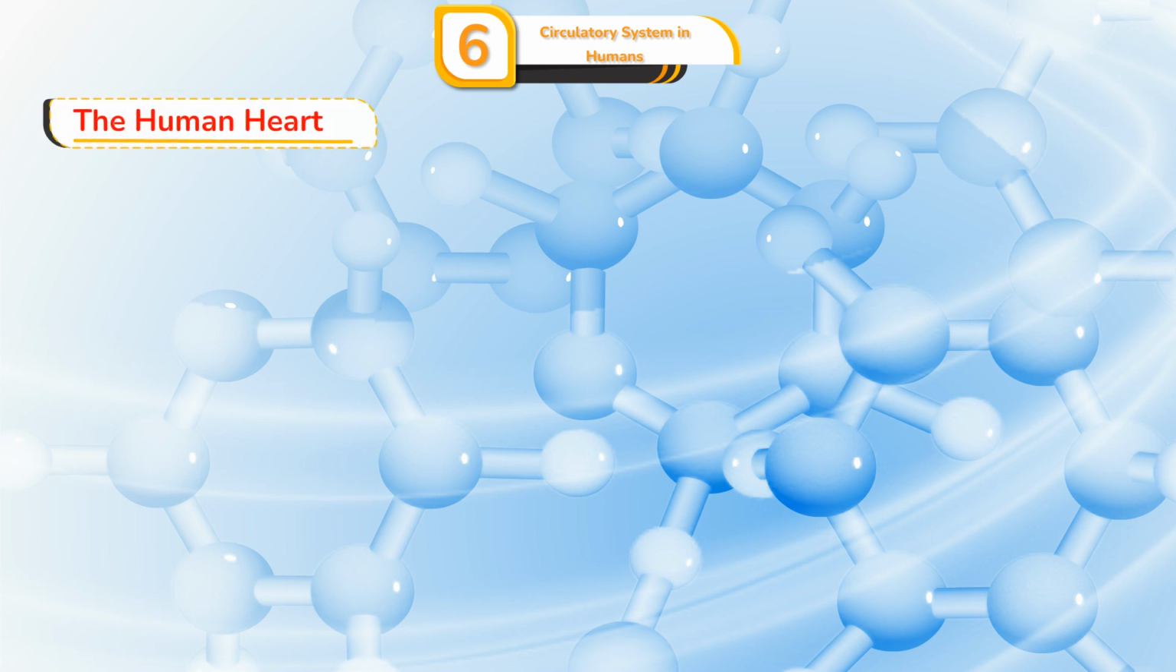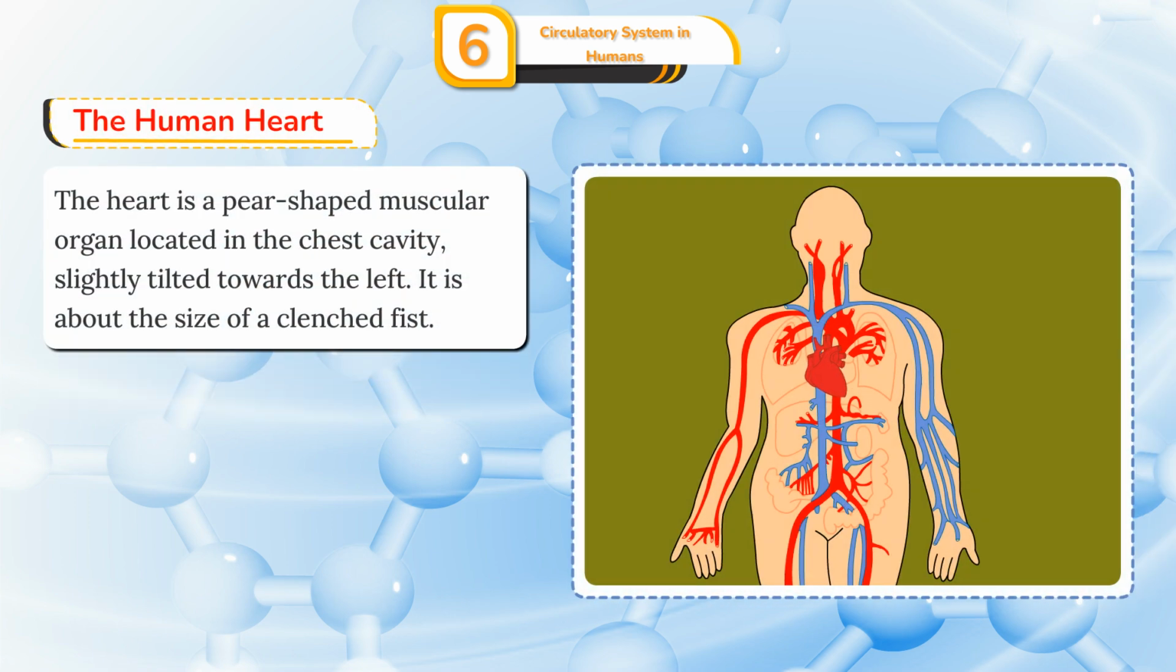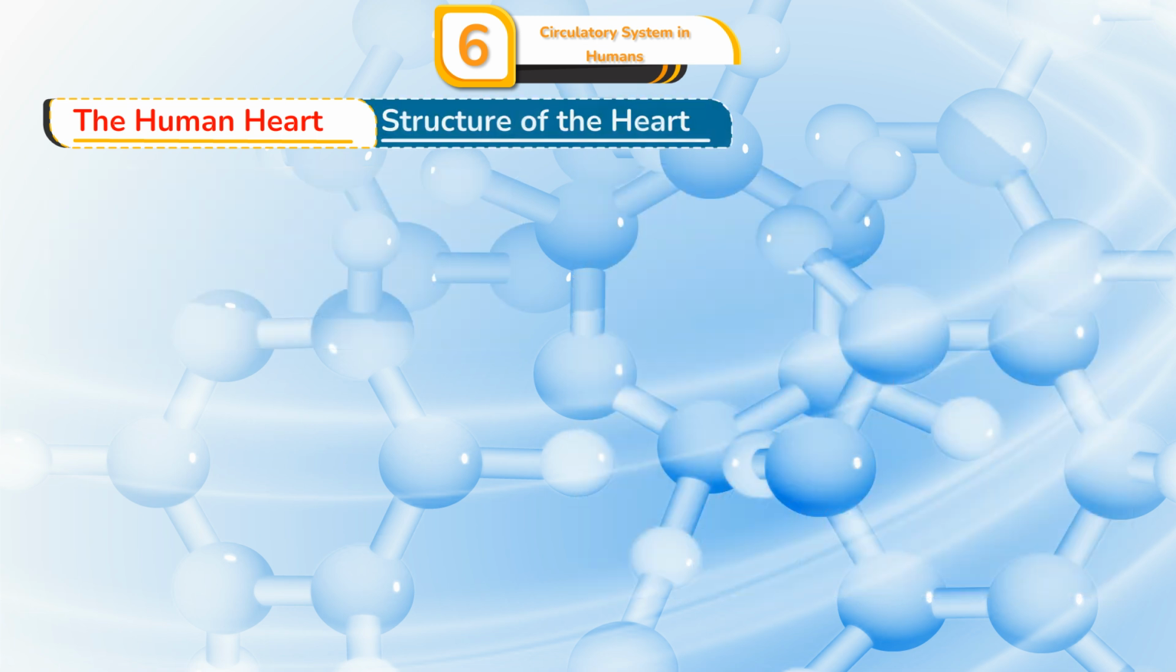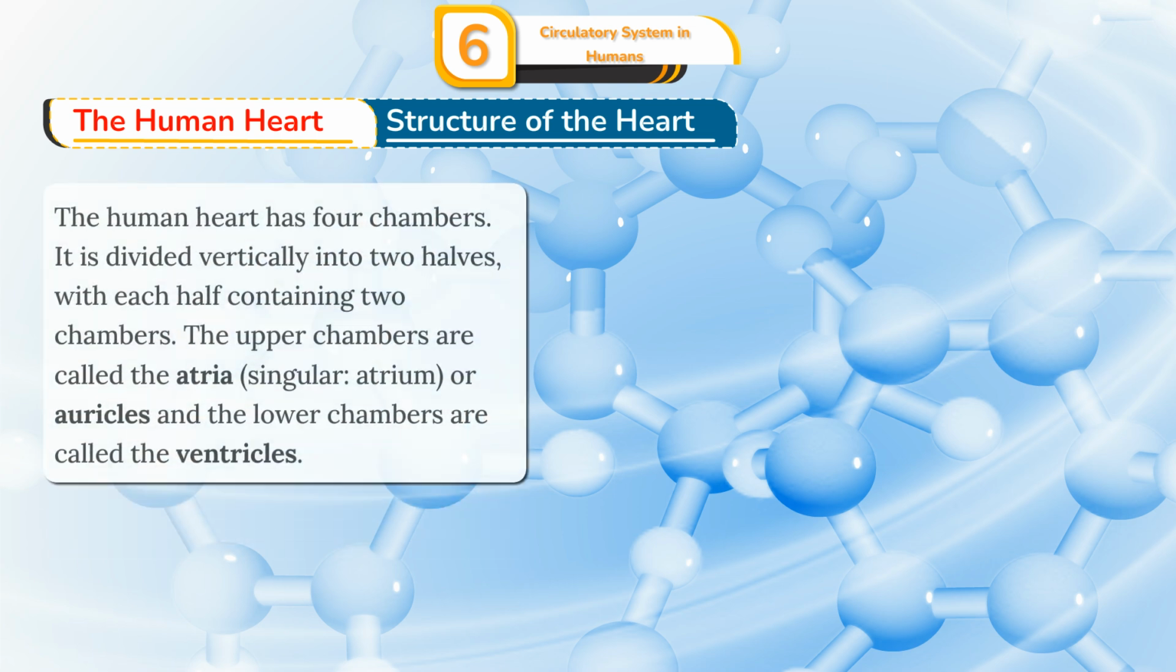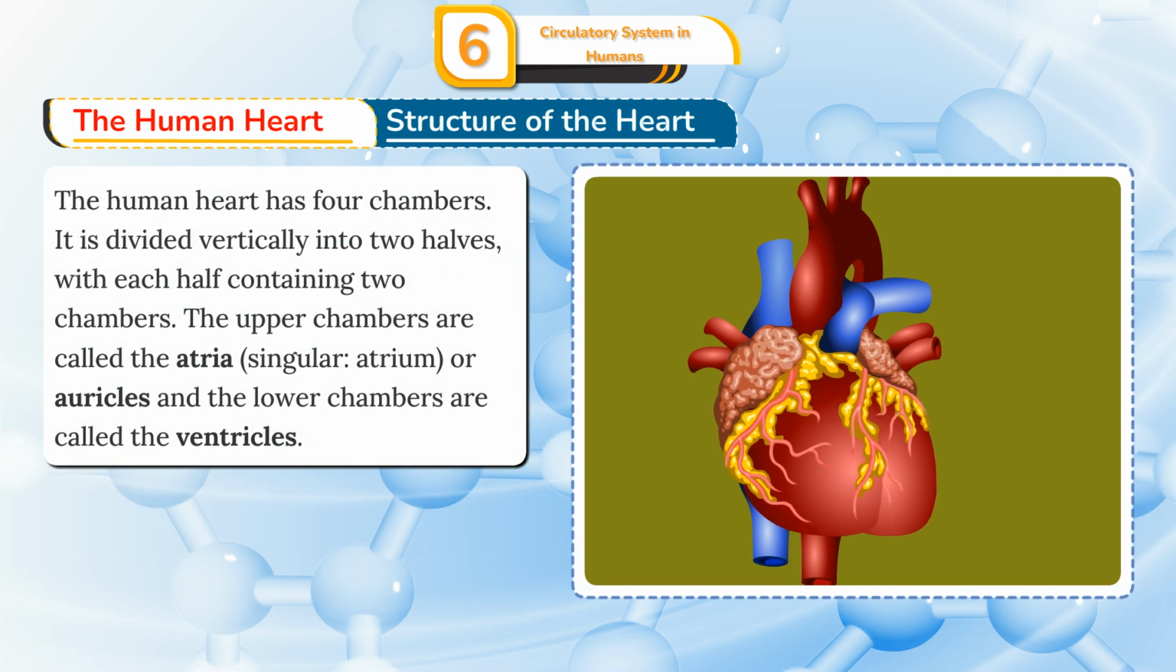The human heart. The heart is a pear-shaped muscular organ located in the chest cavity, slightly tilted towards the left. It is about the size of a clenched fist. Structure of the heart. The human heart has 4 chambers. It is divided vertically into 2 halves, with each half containing 2 chambers.